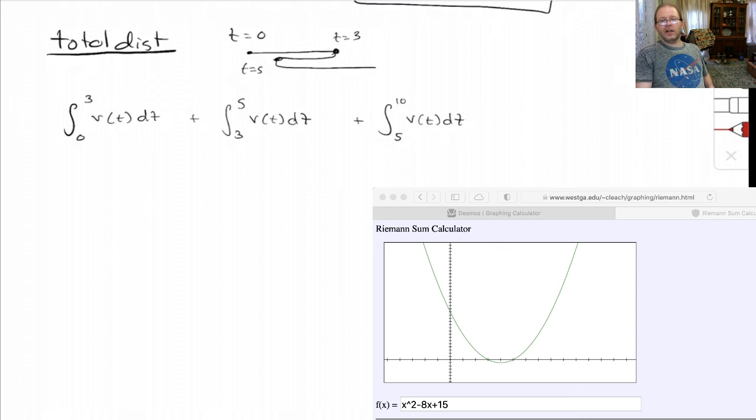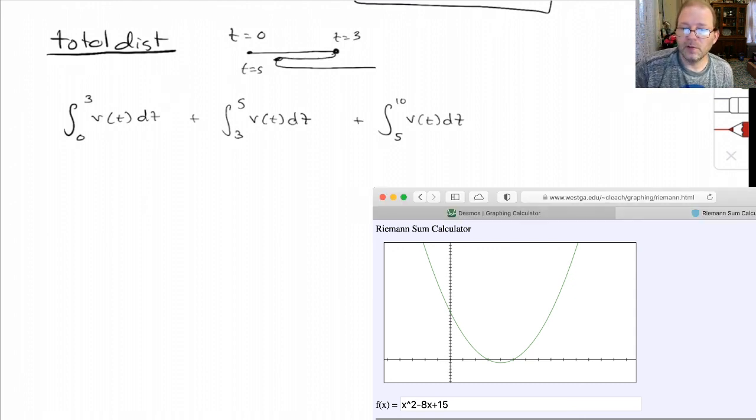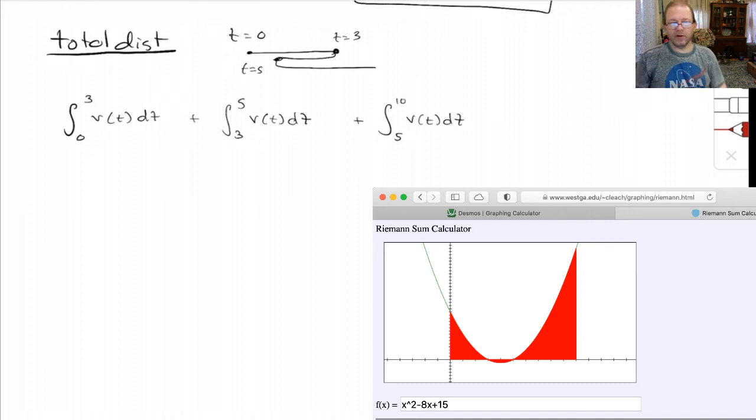Now, if you look at that, let me turn these rectangles back on. If you look at these areas, they're given to us by those red rectangles. I mean, they're so small you can't even see them. But if we look at that, 0 to 3, it's moving forward here. So that's that first part of the graph.